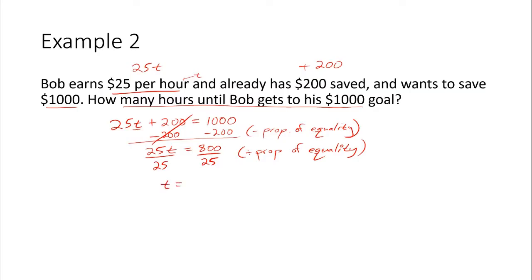So 800, in your calculator, divided by 25, because again, what you do to one side, do the other, and you should get 32. What does that mean? That means that Bob has to work 32 hours to get to his $1,000 goal. So now Bob knows exactly how much he needs to put in to get to his goal.